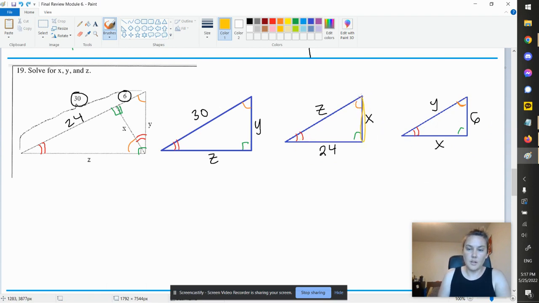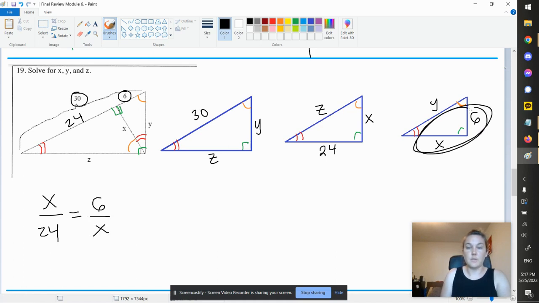So I'm going to look at the right and the bottom side of the triangle for this middle one, and the left and the bottom side for this small one. Right and the bottom side. There we go. That gives me that x divided by 24, these two in proportion, is equal to 6 divided by x, these two in proportion.